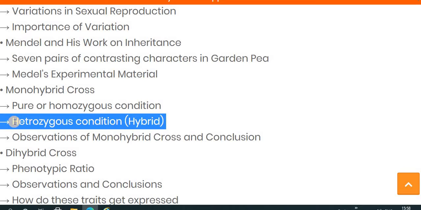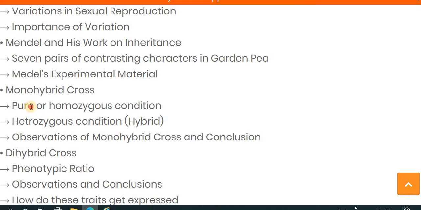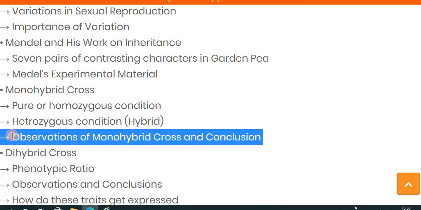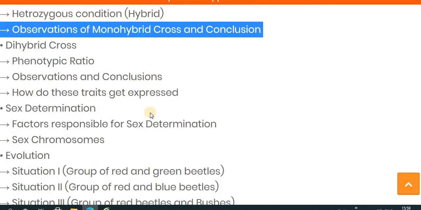In the hybrid condition two or more characteristics are there, and in the pure homozygous condition only one, pure character is there. Then the observation of the monohybrid cross, what kind of plants we get, and then according to the observation, the conclusion part.